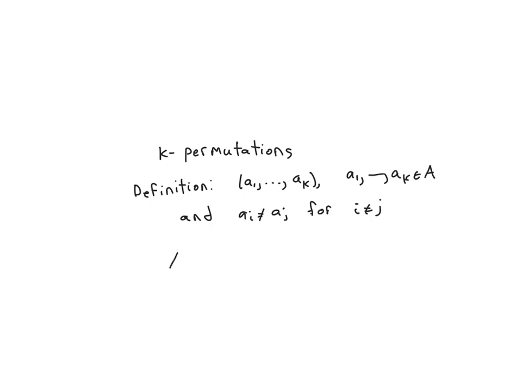So for instance, if A is the set {1, 2, 3, 4}, and we set k equal to 2, then we can look at all the possible k permutations. An example of a k permutation would be 1 followed by 2, because these are distinct, or 2 followed by 1, because they are also distinct, so order matters. But 2, 2 is not, because the first and second coordinates are the same.